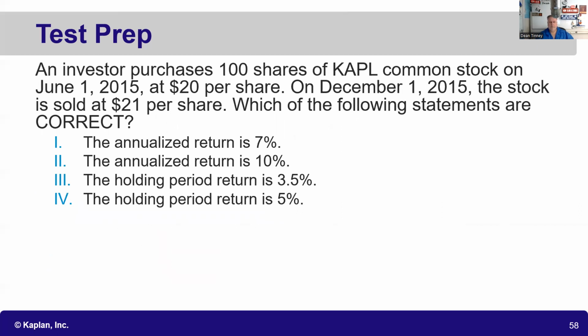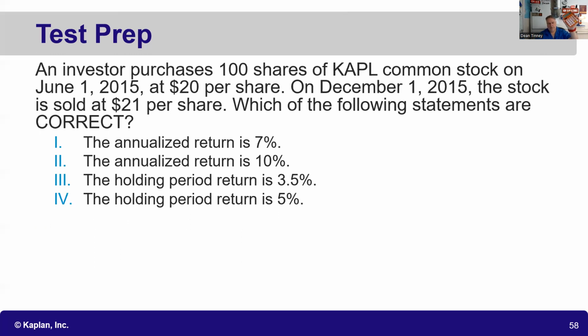An investor purchases 100 shares of KAPL common stock on June 1st, 2015 at $20 a share. In December 2015, the stock is sold at 21. Which of the following statements is true? The annualized return is, well, let's see what the holding period is. I made $1, right? I take the 21 minus 20, and that's how I made $1. Then I spent the $20 to make that $1, and so I made 5%.